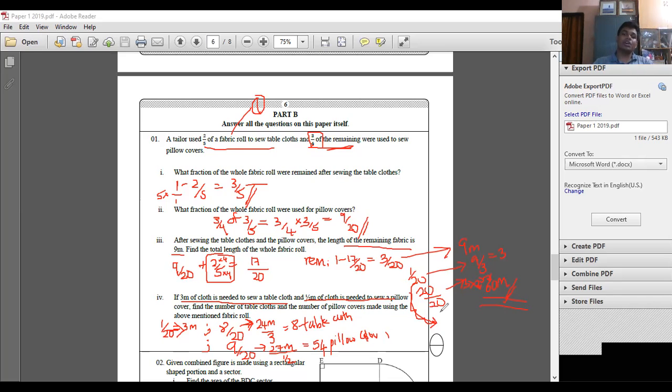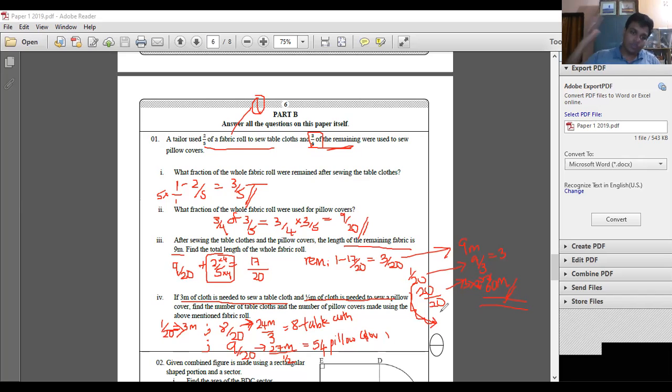And then we took the pillowcases. What happens was 9 over 20 is the total used by us to make pillowcases. So out of those, to make one pillowcase they take half a meter, and the 27 meters is the total length. So 27 meters divided by half a meter will give you the number of pillowcases we have produced. So 8 tablecloths and 54 pillowcases have been made from this fabric roll, and there is some remaining.